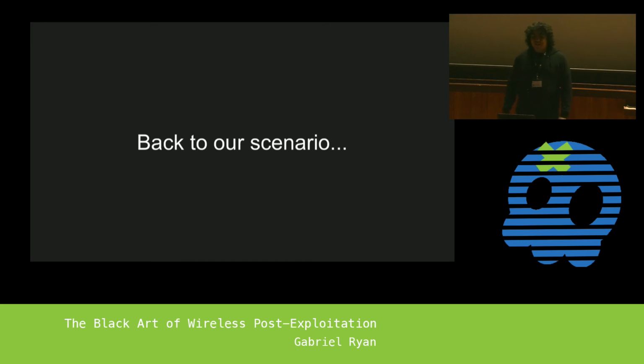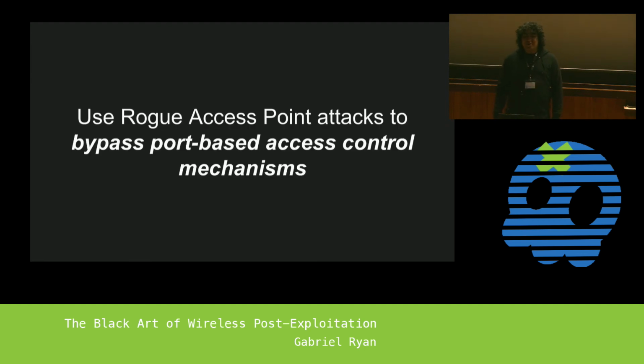Back to our scenario we were talking about earlier, though. This is where we're going to introduce the second new attack that we're going to talk about today, and that's the indirect wireless pivot. This builds off the first thing we talked about, and it is a way of using rogue AP attacks to bypass port-based access control mechanisms.